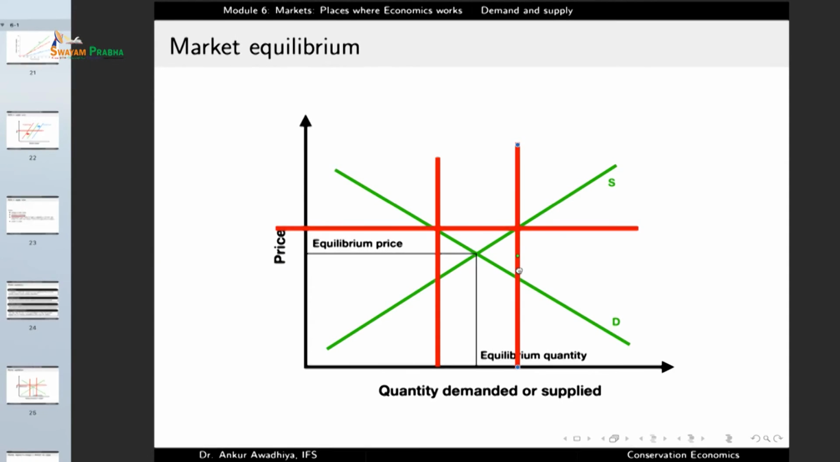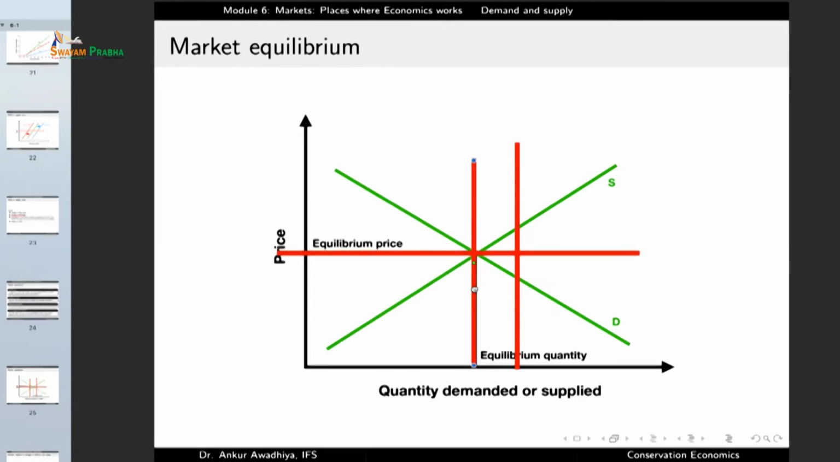But when the price goes down and reaches this point, here the quantity that is demanded is this, and the quantity that is supplied is also this. So now this is showing us an equilibrium. An equilibrium is the state where the price is such that the quantity that is demanded is equal to the quantity that is supplied.